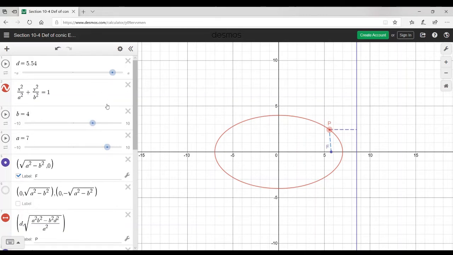Okay. I've also made a point here. It's controlled by the slider up here. I called it D for no real good reason. You can also grab on the point itself, and that changes the slider.